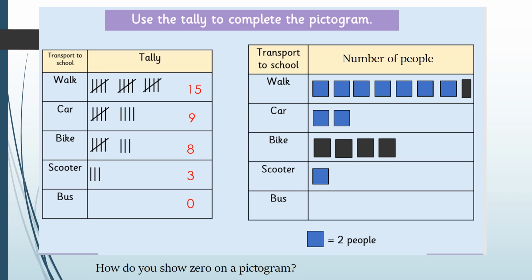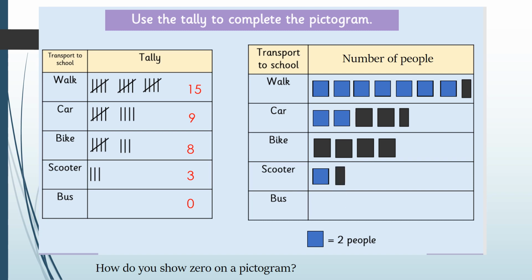Right, cars, I need 9. I've got 2, 4. Keep going. 6, 8, and then I need half to make 9. Scooter, I've got 2, so I just need another half.